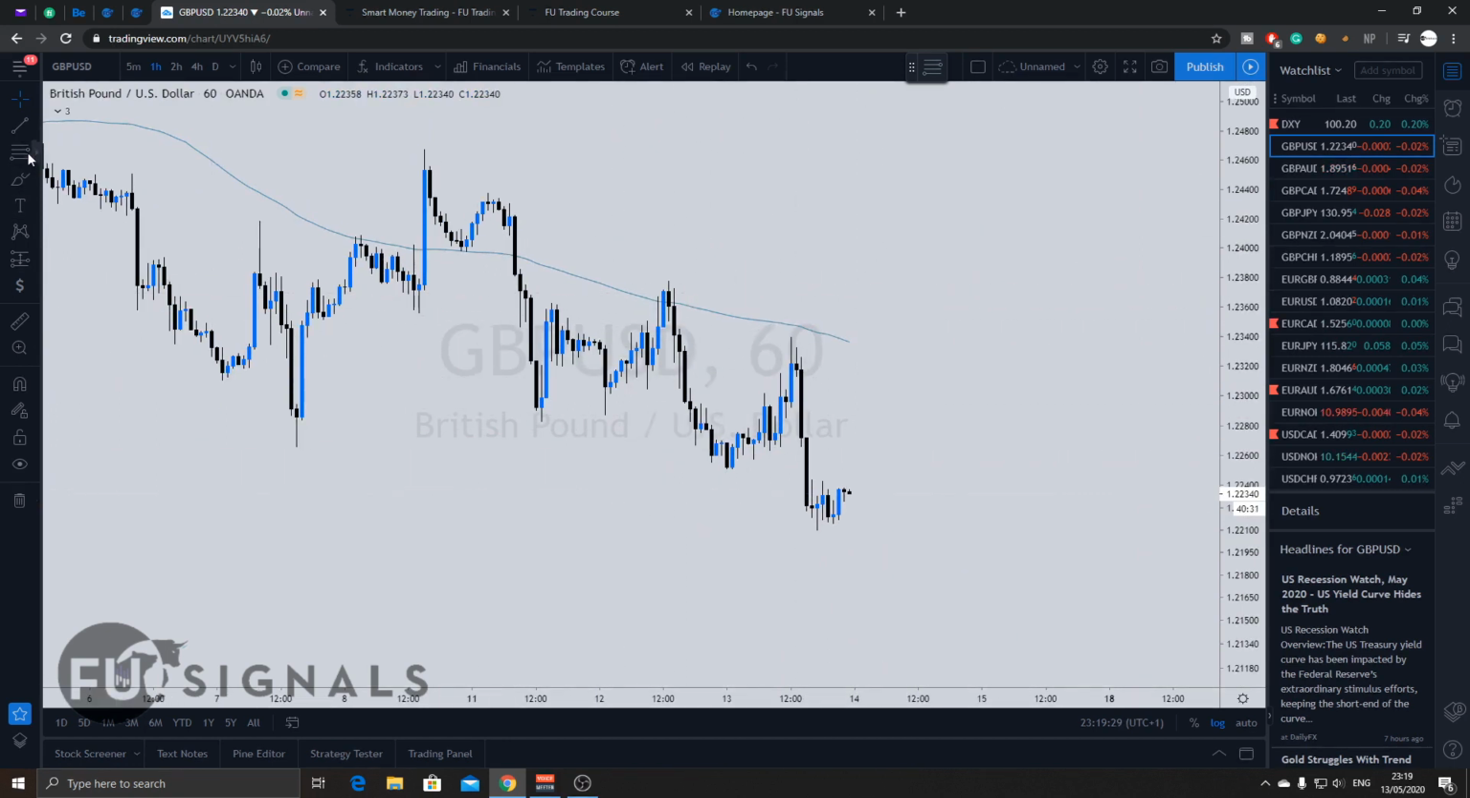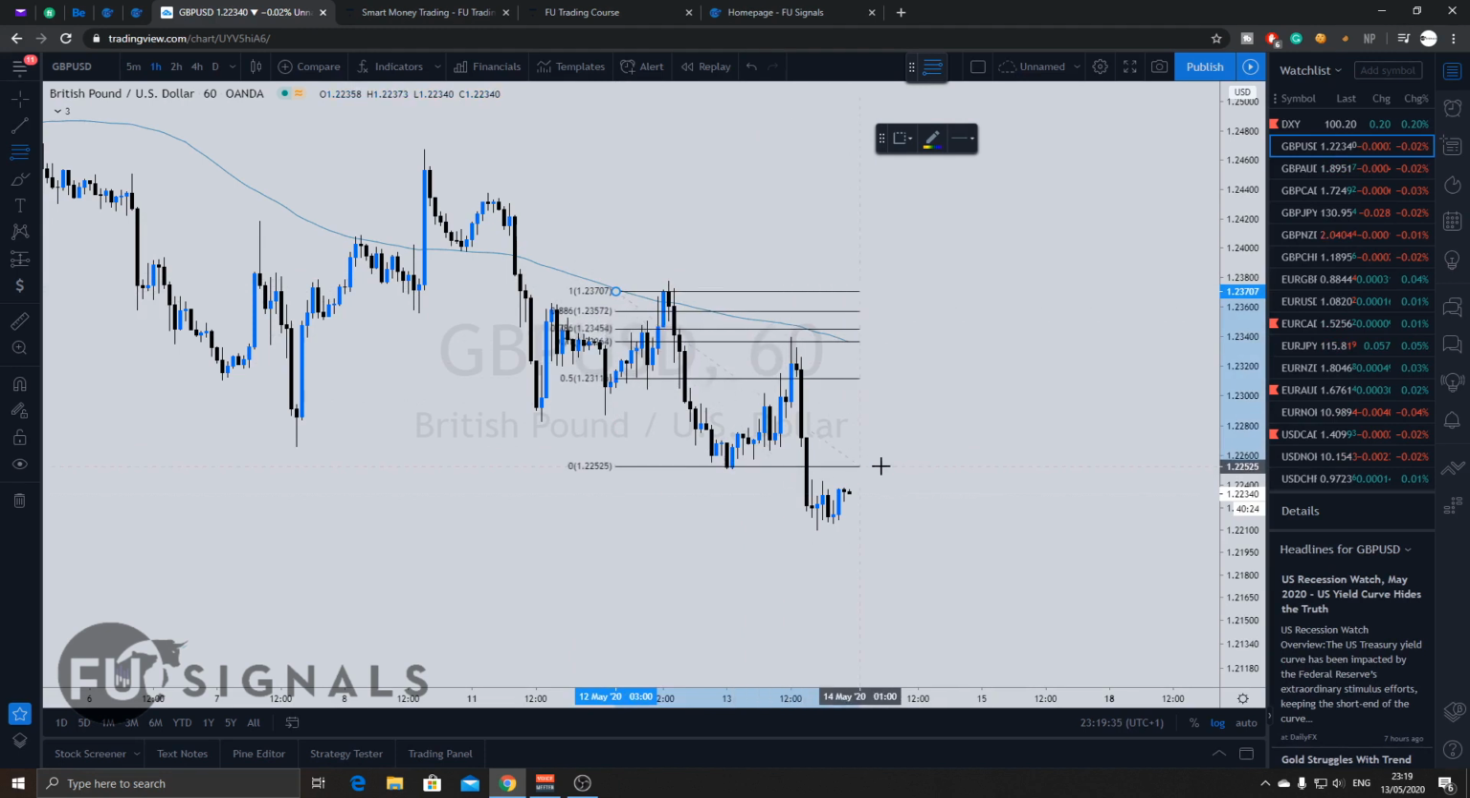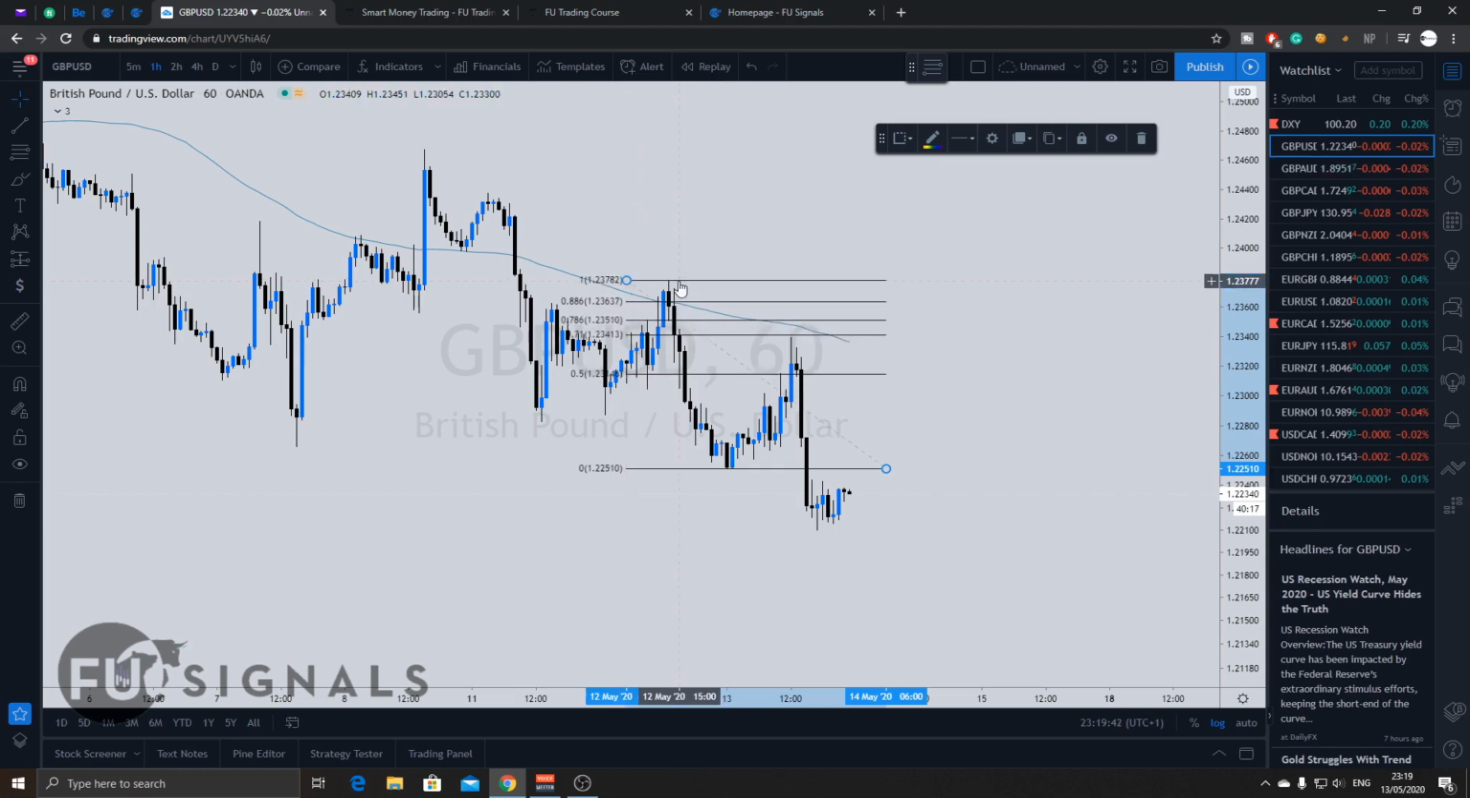Very simple. That's how you want to do it. You want to take your Fib tool from this wick, right? A lot of people go body to body. I like to go from wick to wick. So this body right here, well, it's wick, right? And then this wick here.